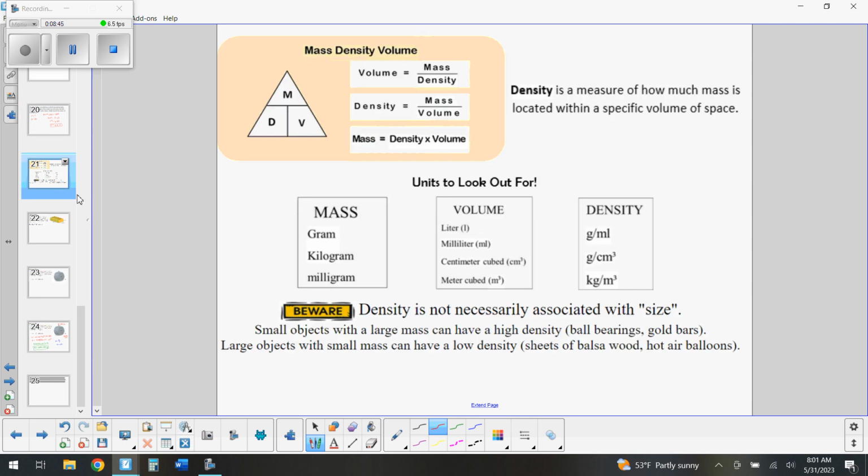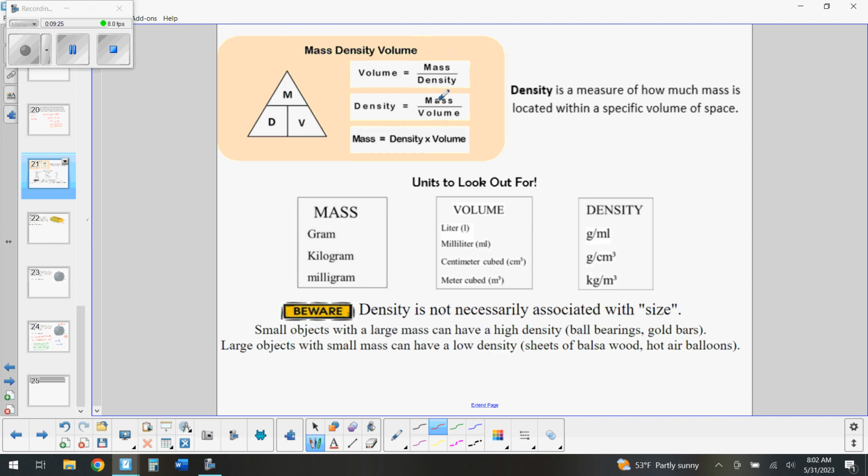So now we're going to talk about mass, density, and volume. Mass is really like the weight of an object. Density is the measure of how much mass is located within a specific volume of space, and volume is the amount of space something takes up. So density is not necessarily associated with size. Small objects with a large mass, with a heavy weight, can have a high density, like ball bearings or gold bars, but large objects with a small mass, like a low weight, can have a low density, like balsa wood or hot air balloons.